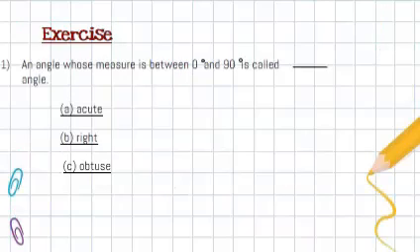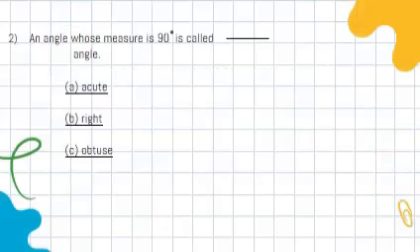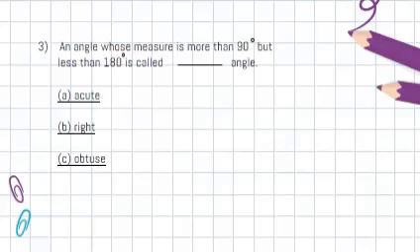Let us make a quick exercise. I'm an angle. I measure between 0 and 90. My name is an acute angle, of course. So any acute angle measures between 0 and 90 degrees. I'm an angle, I measure exactly 90 degrees. Am I acute, right, or obtuse? I'm a right angle. An angle whose measure is more than 90 but still less than 180 is called acute, right, or obtuse? Of course, it's an obtuse angle.